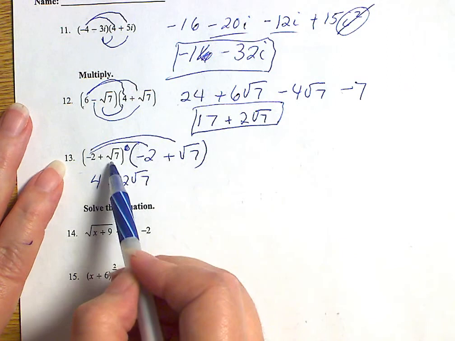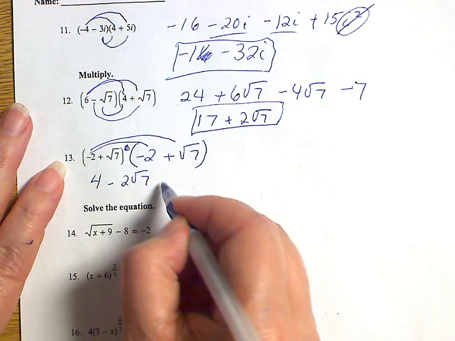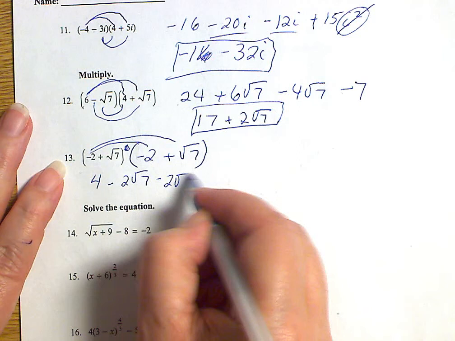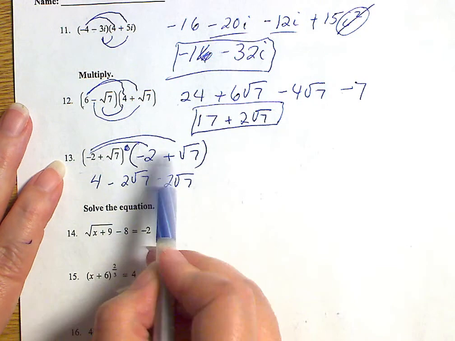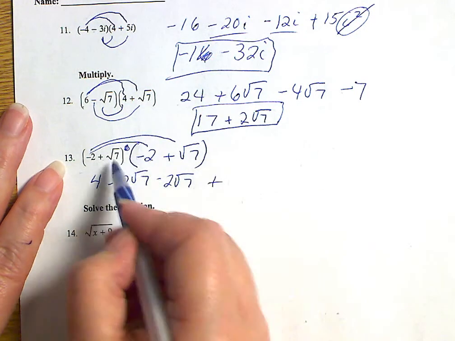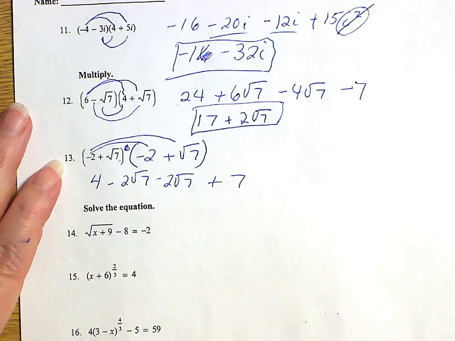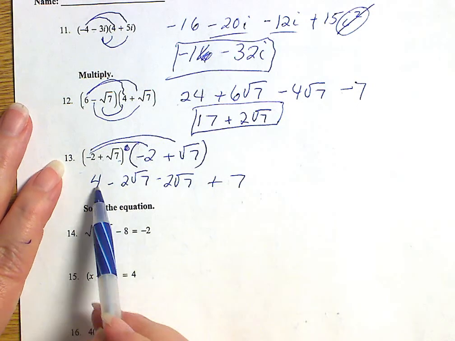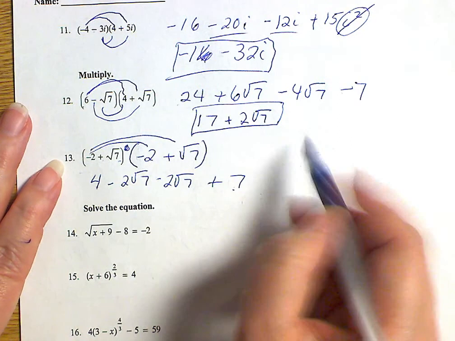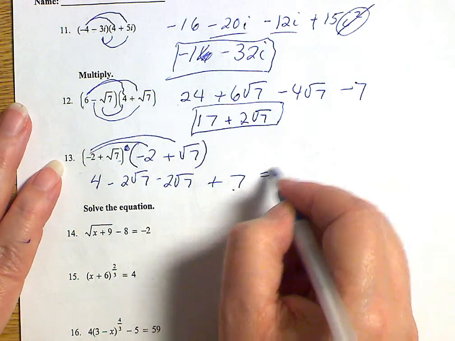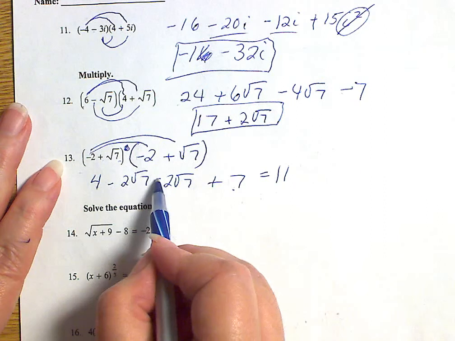Inner is also a negative 2 square roots of 7. We have a positive and a positive makes a positive square root of 7, and square root of 7 times square root of 7 is also 7. This time we have 4 plus 7 gives me 11. Negative 2 minus 2 is a negative 4.